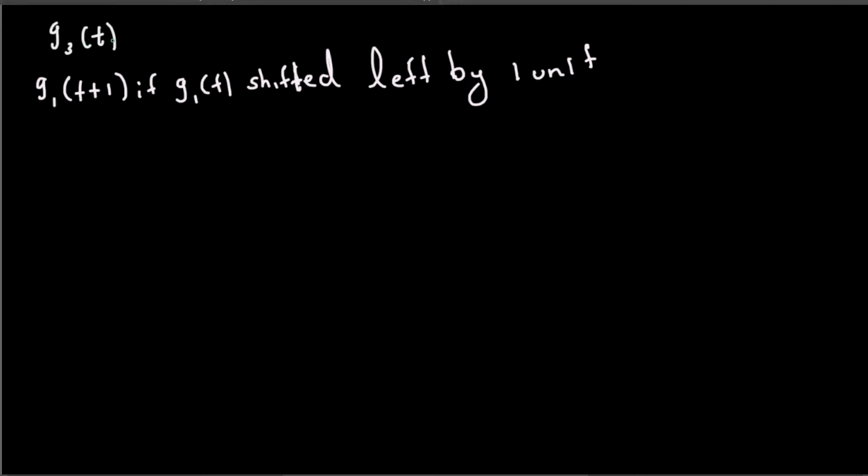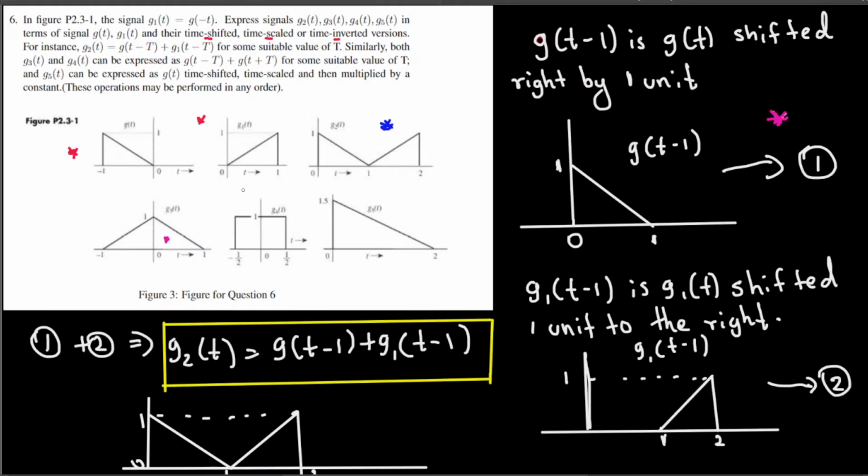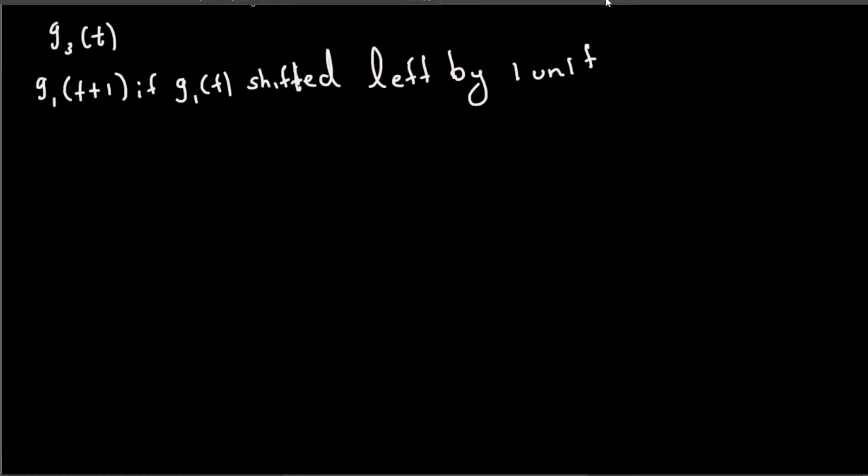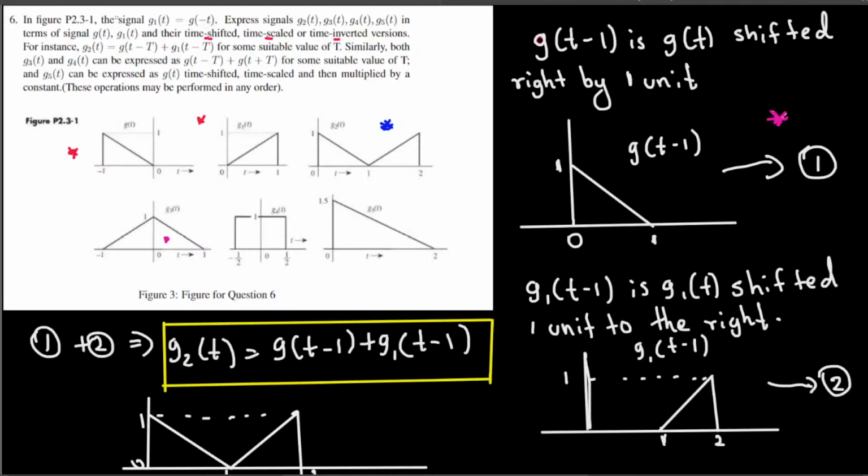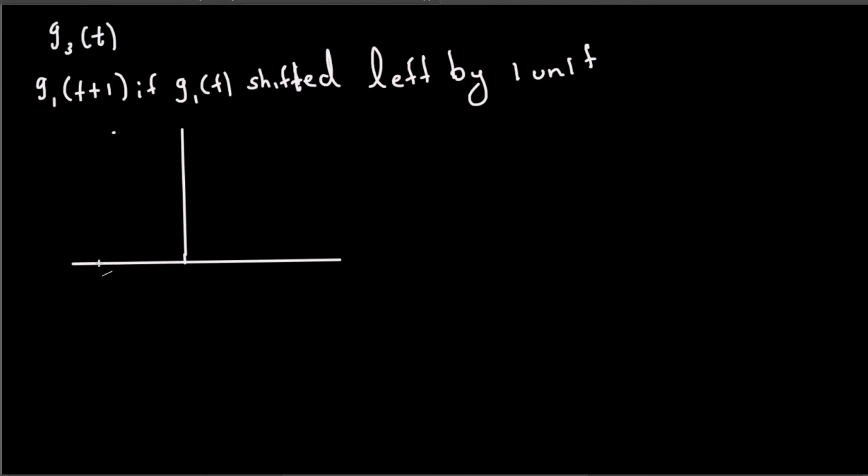Okay, so if we shift the g1 of t left by 1 unit, it is going to look like this. Initially it was starting at 0 and going up to 1. Now it's going to start at -1 and go to 0. Okay, this one is -1, this one is 0, the height is 1. And this one is g1 of t plus 1.